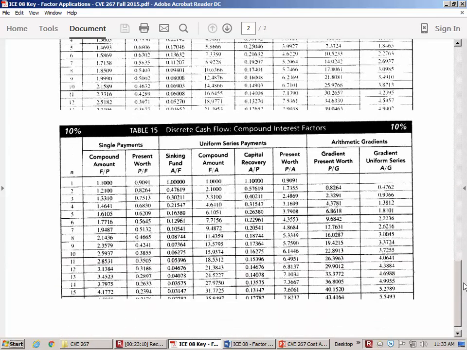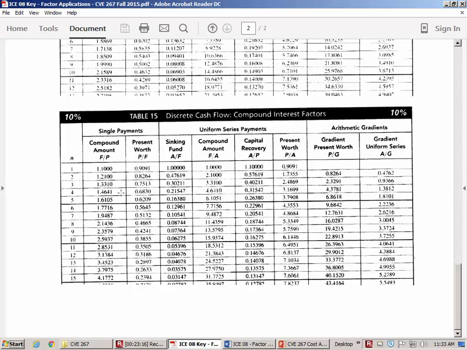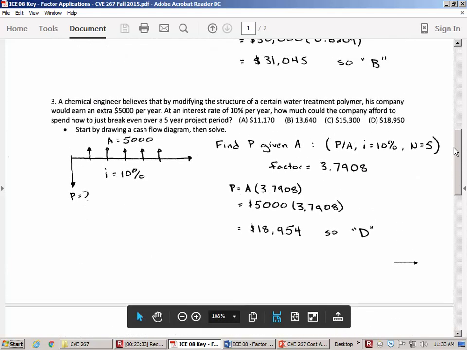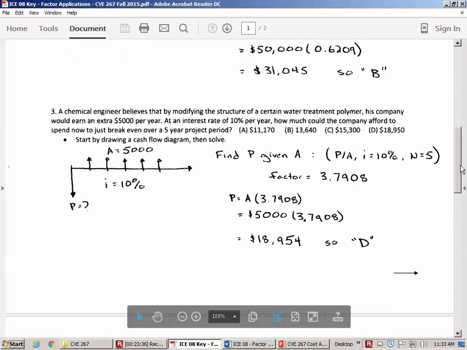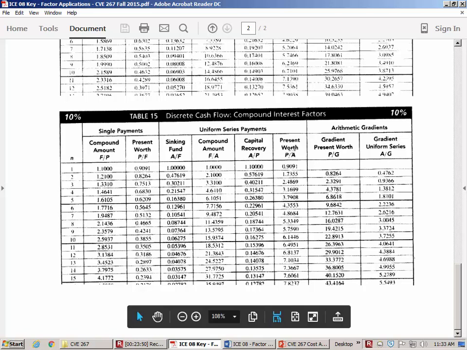So we go over here to the 10% table. Don't accidentally look on the 8% table because it's going to have different numbers on the rows than the 10% table. So 10% table, row 5, and we are doing a P/A, right? So P/A, we go back here. That's where the 3.7908 came from. If you look at row 5, P/A, it's 3.7908. So that is the ratio of the present value to the annual amount.